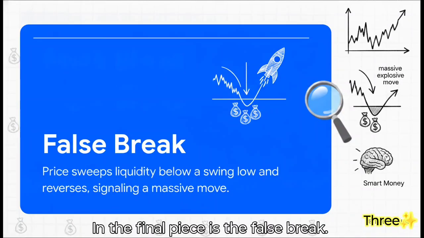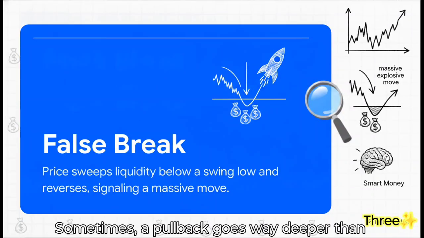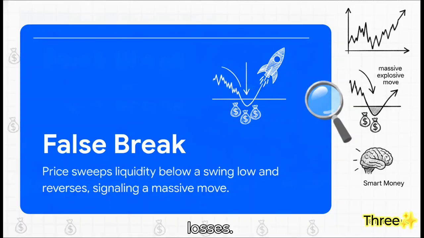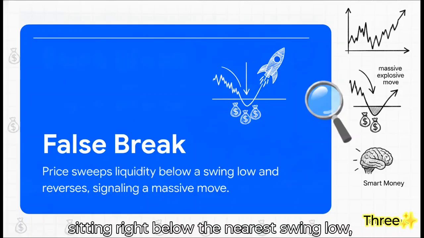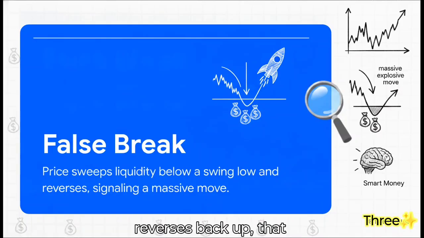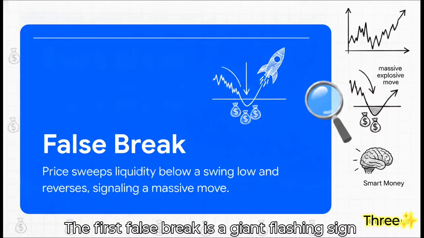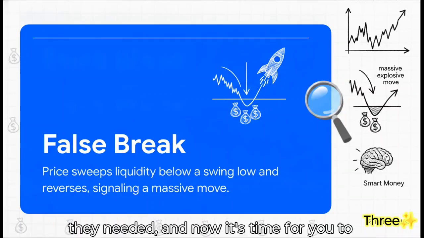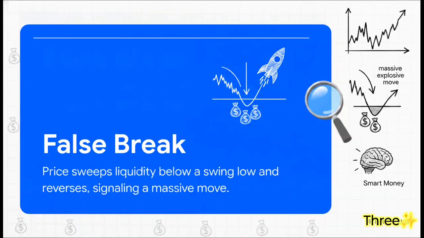And the final piece is the false break. Sometimes a pullback goes way deeper than anyone expects, wiping out standard stop losses. The price deliberately sweeps the liquidity sitting right below the nearest swing low. But if it fails to stay down there and immediately reverses back up, that false break is a giant flashing sign signaling a massive move. The smart money just grabbed the liquidity they needed, and now it's time for you to ride along with them.